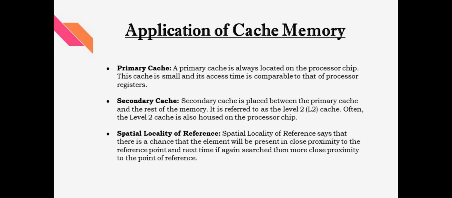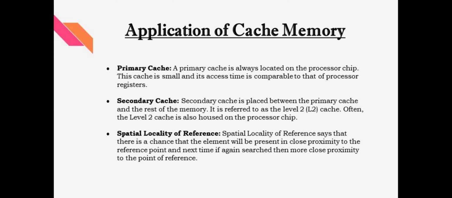The topics that I'll be explaining are applications of cache memory, advantages of cache memory, and disadvantages of cache memory. In applications of cache memory, primary cache. A primary cache is always located on the processor chip. This cache is small and its access time is comparable to that of the processor's registers. Secondary cache. Secondary cache is placed between the primary cache and the rest of the memory. It is referred to as a level 2 cache. Often the level 2 cache is also housed on the processor chip.